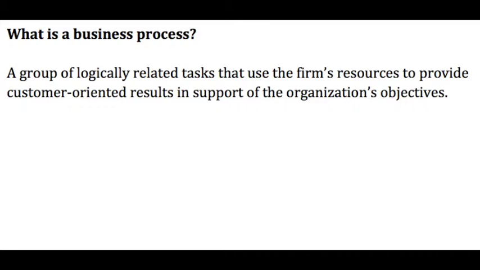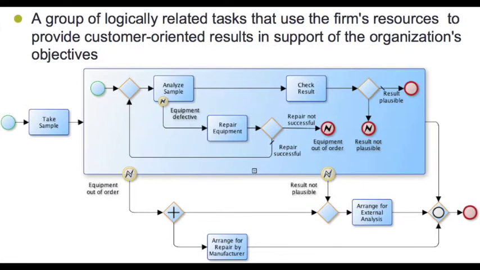What is a business process? A group of logically related tasks that use resources to provide customer-oriented results in support of the organization's objectives.